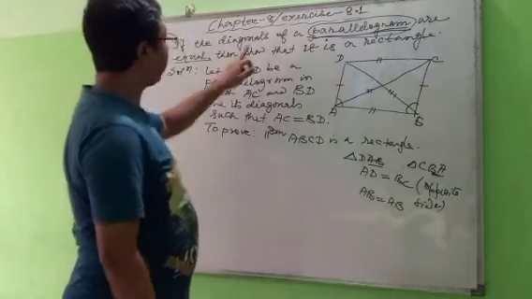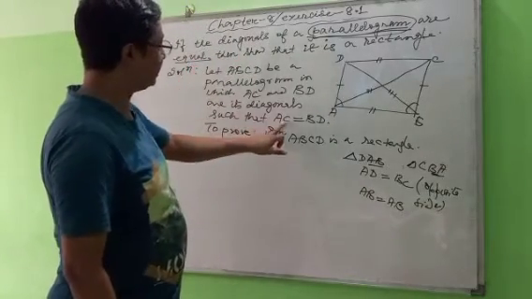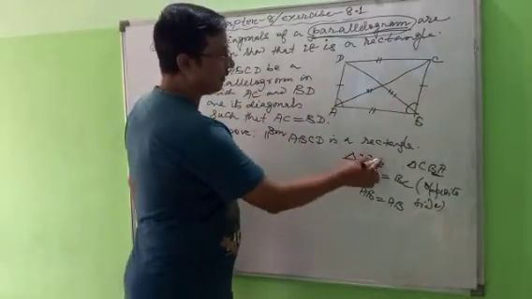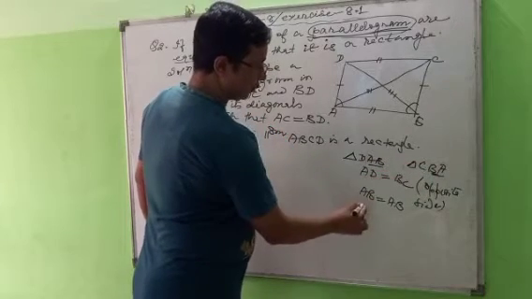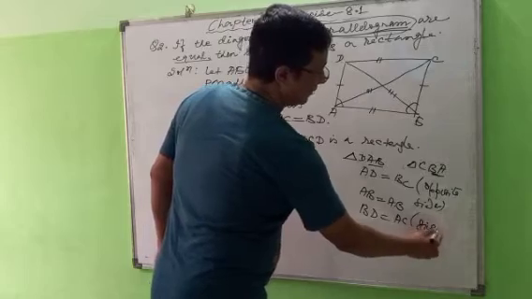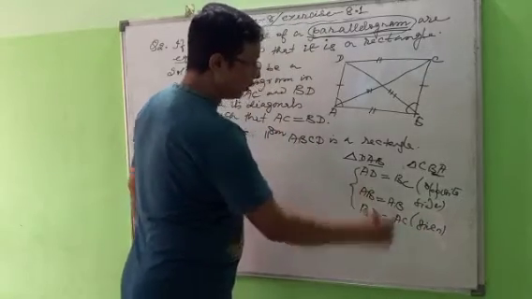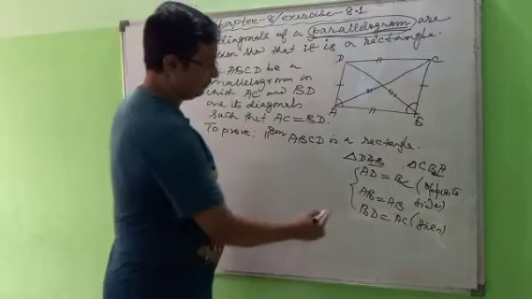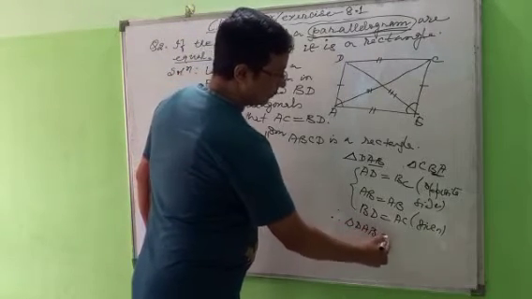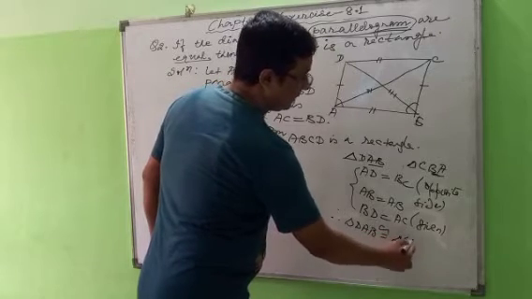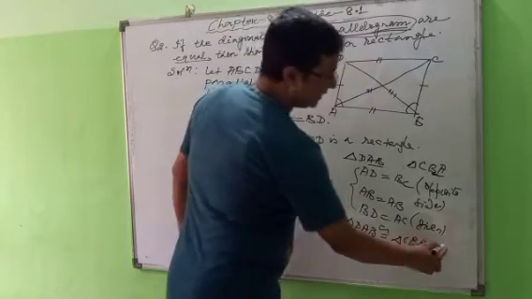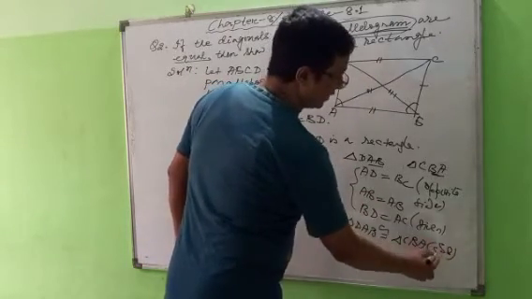Then they have given that the diagonals are equal. That means AC equals BD. So you have BD equals AC. This one is given. Now you have got the three conditions. Therefore triangle DAB is congruent to triangle CBA by SSS.